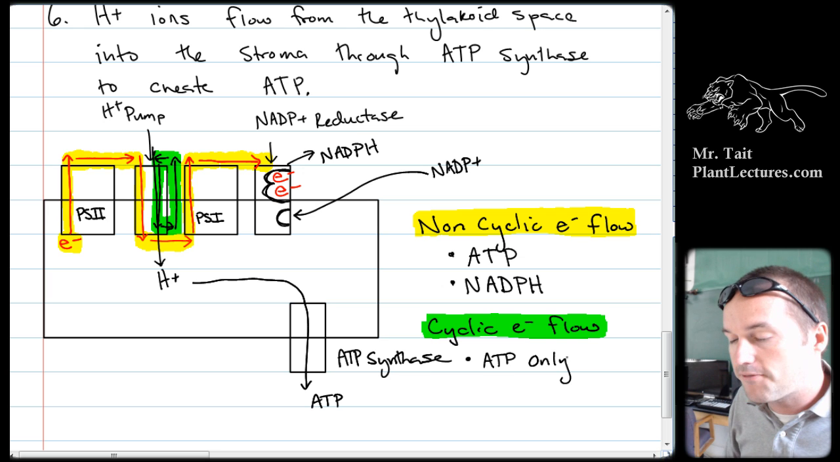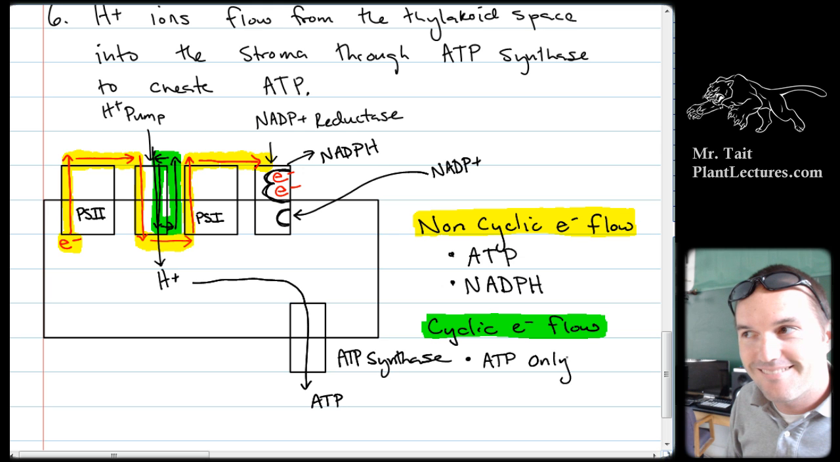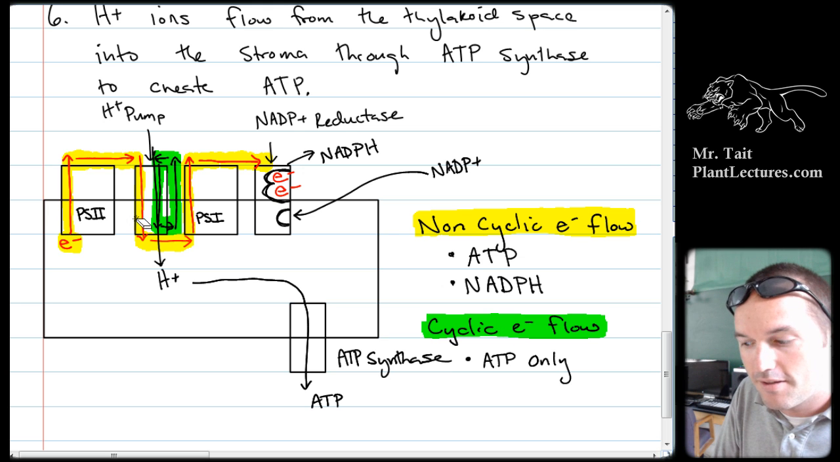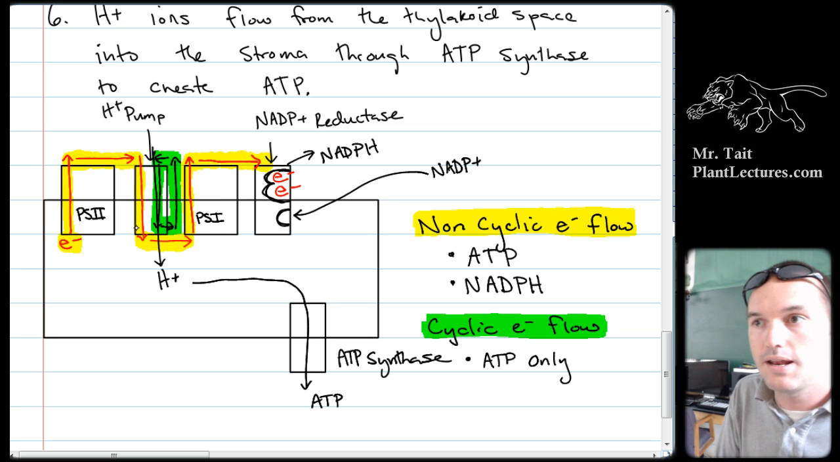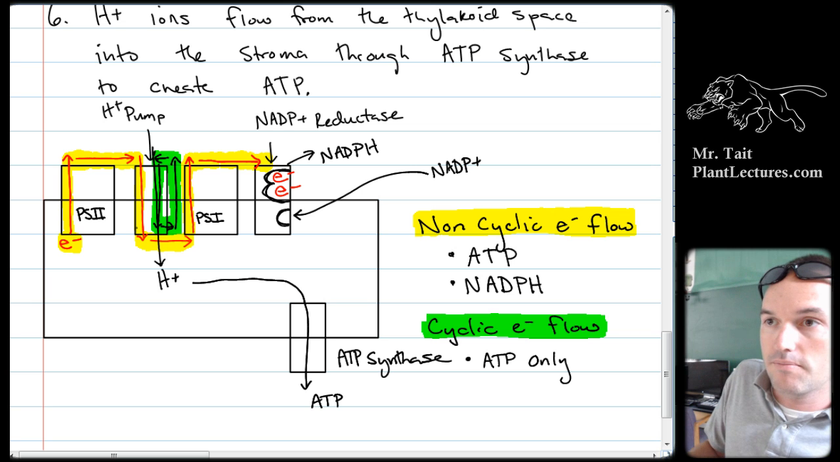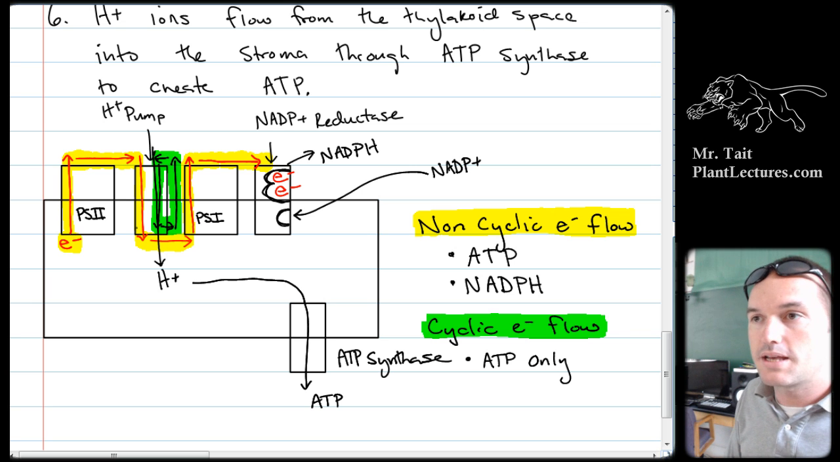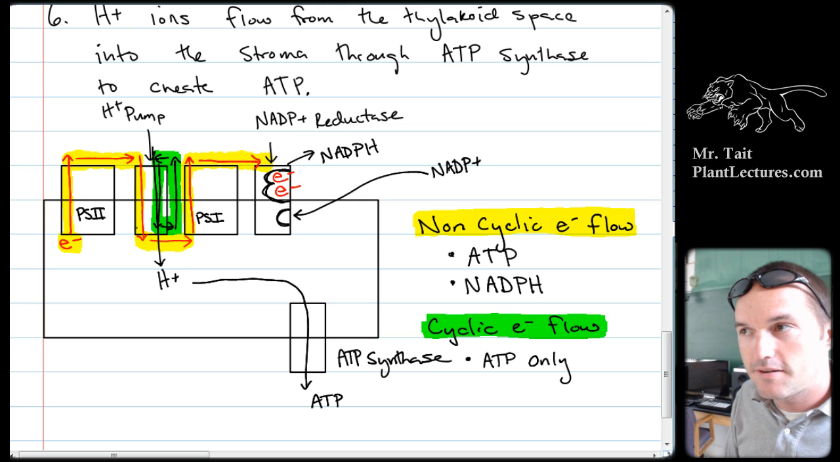Does going through cyclic flow use more water? Where's the water split? Back here. Does doing this use any more water? No, so it just creates ATP for free. No reactants are used here. We're just using the same electron over and over again with sunlight to create ATP. Yeah? So every time it goes in that loop, it pumps in more H plus, yeah. You guys see how that works? Anybody have any questions on it? All right, that's it.